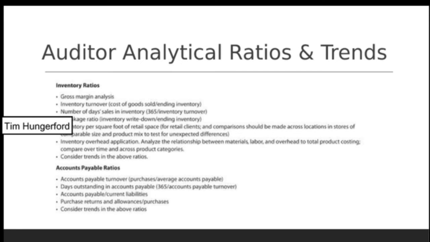So part of that planning process is doing your analytical ratio and trends. And so again, gross margin analysis is a big deal, making sure that there hasn't been significant changes. Looking at inventory turns and number of days that sales are in inventory so that you know that when something comes in, it might take 90 days before it's sold. Shrinkage ratios, again, that's a problem if that's increasing. So you've got a few other trends there related to inventory ratios. Accounts payable ratios, you can look at the accounts payable turnover, how quickly are they paying their payables? So that's what days outstanding in payables would be, and a couple other ratios that you can use.